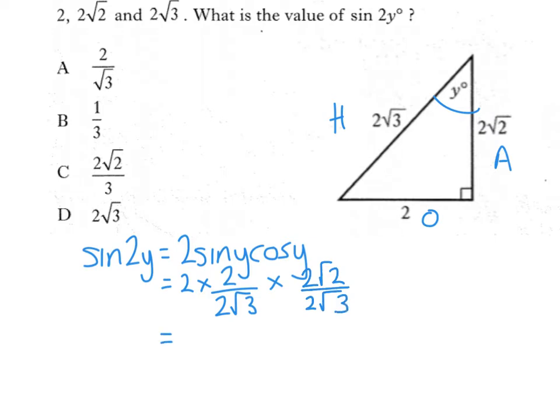Now you can do some cancelling if you want to here. I'm just going to show you that these are going to disappear. So that 2 and that 2 cancel, that 2 and that 2 cancel. And on the top, you're left with a 2 times a root 2. So you've got 2 root 2 on the top. And in the bottom, you've got root 3 times root 3, which is just 3. And then that matches up with answer C.